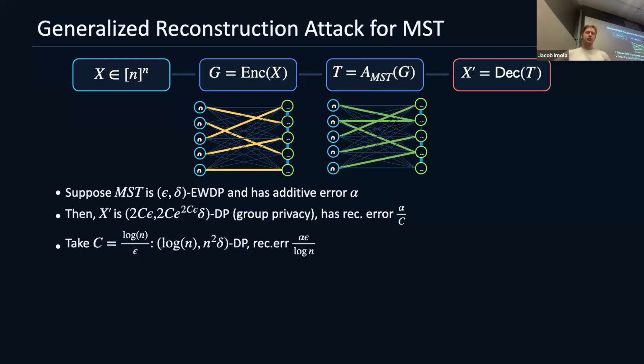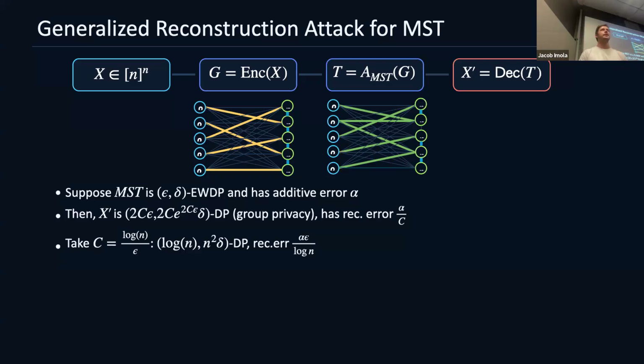And now we get into the contradiction part. Suppose that the minimum spanning tree algorithm is epsilon, delta edge weight differentially private, and it has an additive error of alpha. Then the X that was decoded satisfies, now we have to use group privacy, because we blew up the weights by a factor of C. And so we need to use group privacy 2C times.